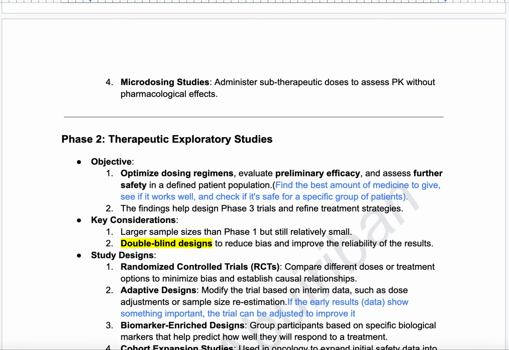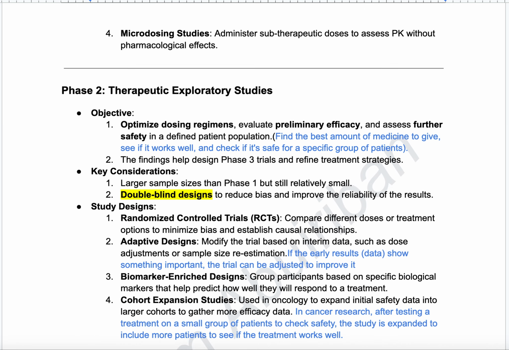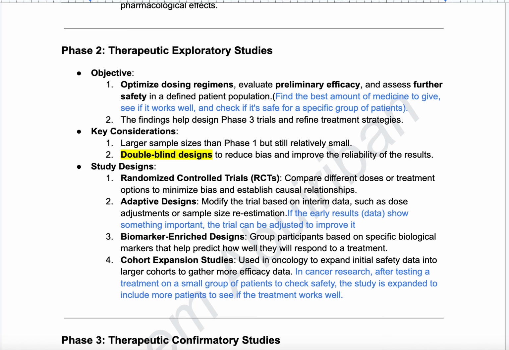Phase 2 is therapeutic exploratory studies. The objectives are to optimize dosing regimens, evaluate preliminary efficacy, and assess further safety in a defined patient population. That means find the best amount of the medicine to give. That is another way to understand what optimize dosing regimen, evaluate preliminary efficacy, and assess further safety in a defined patient population means.